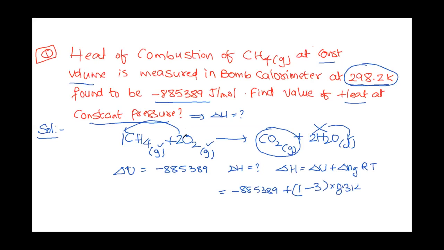R value will be 8.314 because it is an energy question, so joules are involved, and accordingly we select the R value. Temperature must always be in Kelvin, and it is already given in Kelvin, 298.2. On simplification, you will get nearly minus 890,347 joules per mole. This is the answer. Heat at constant pressure and enthalpy are the same.